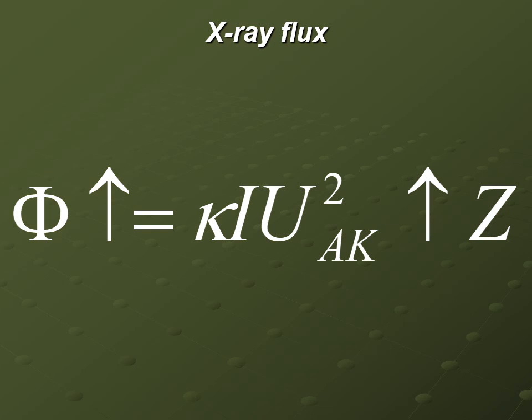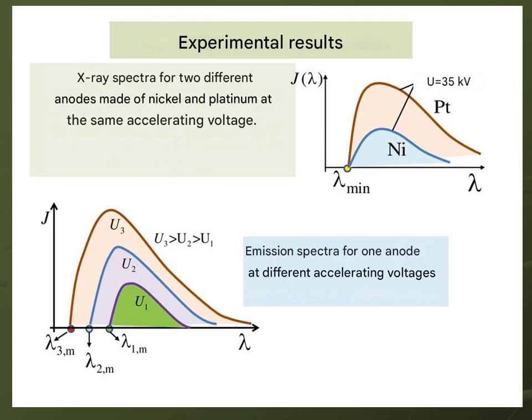The next question is the X-ray flux. The X-ray flux is determined by the following formula. Here is the proportionality coefficient, 10 to the minus 9 volt to the minus 1 degree, multiplied by the current strength of the X-ray tube, multiplied by the voltage between the anode and the cathode squared, and multiplied by the ordinal number of the working substance of the anode. Well, let's look at the graph, how our flux changes depending on which characteristic of the X-ray tube changes.